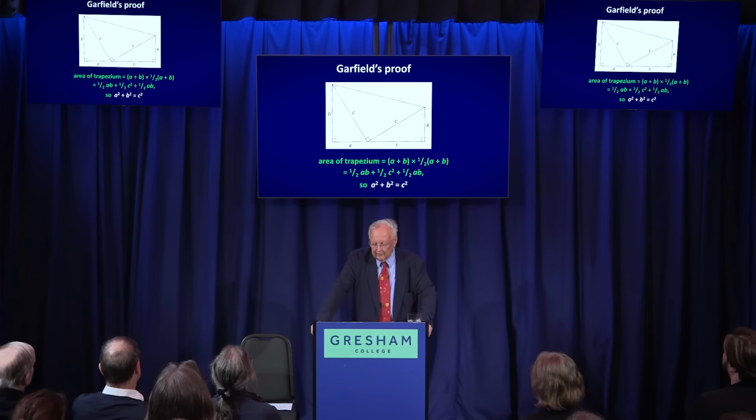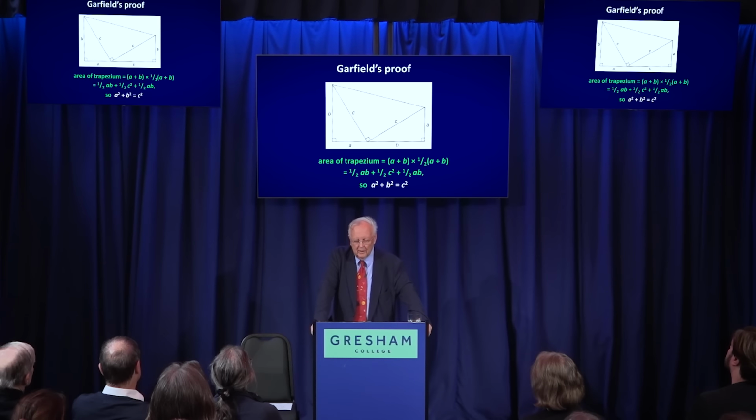While the total area of the 3 triangles is a half ab plus a half c squared plus a half ab. And if you equate these areas and simplify, that gives a squared plus b squared equals c squared.